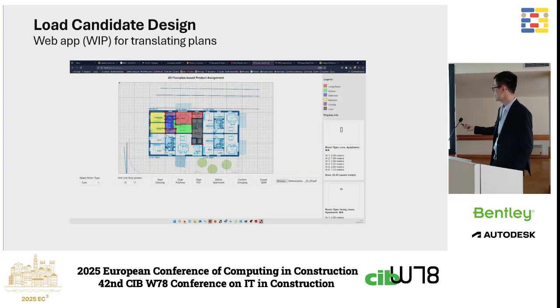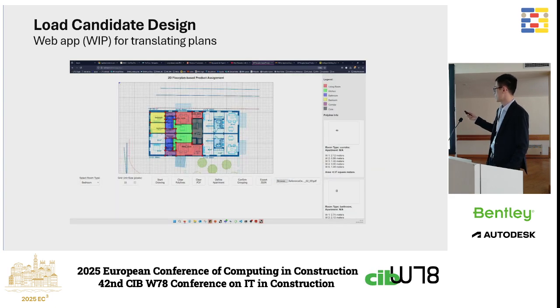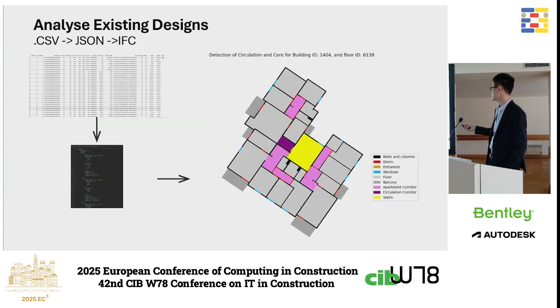At the same time, the user can check whether the geometry properties extracted from the floor plan are correct. The output of this graphical interface is in JSON format. We also test the system with existing designs from the modified Swiss Dwellings dataset, which means we do not need manual annotation on the floor plan.